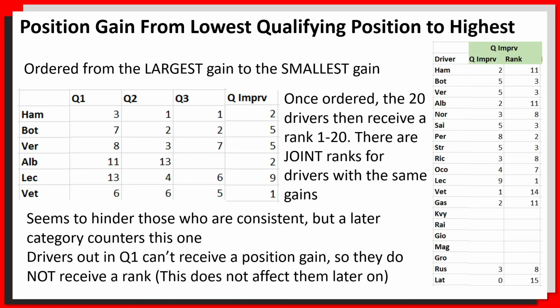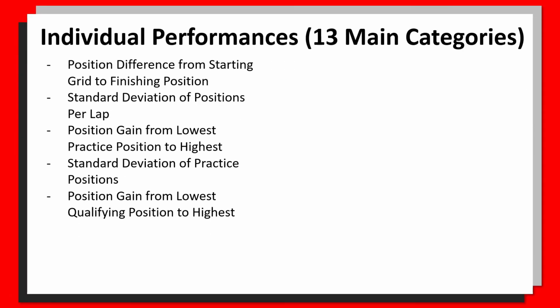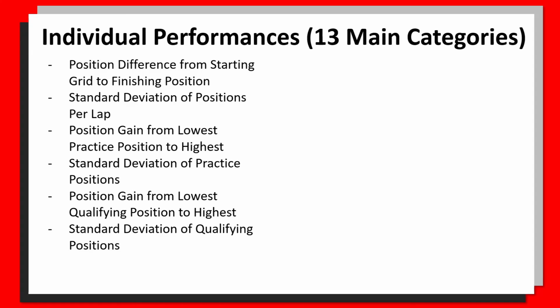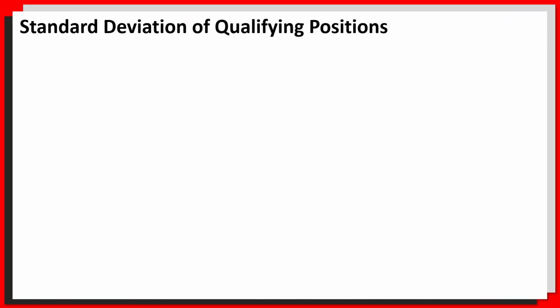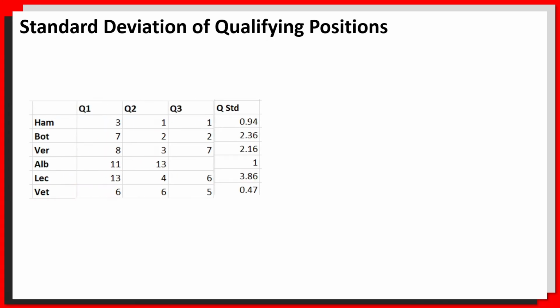And then moving to the final category of today's episode, and the one that counters this one, it is very similar to the previous practice category. It is of course the standard deviation of your qualifying positions. So pulling up the same table but instead attaching the standard deviation markers, we see that once again it is the opposite of the previous category. Charles Leclerc is the highest on 3.86, and we have Lewis Hamilton at the top with the lowest standard deviation.